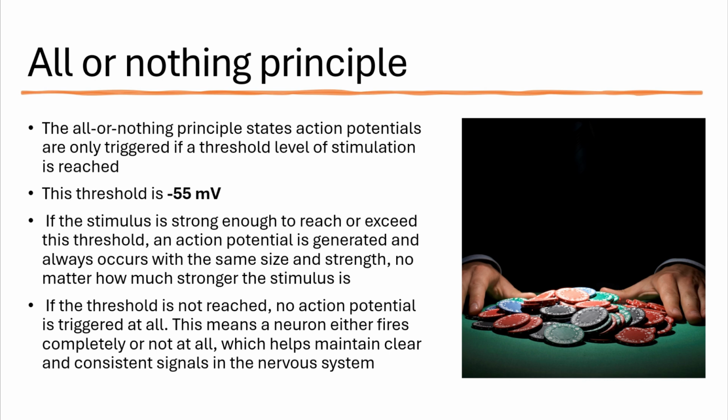If the stimulus is strong enough to reach or exceed this threshold, an action potential is generated and always occurs with the same size and strength. So it always goes from negative 55 up to positive 40. It always stops there to make sure everything's consistent, and that you feel the same amount, no matter how much stronger the stimulus is. If the threshold is not reached, no action potential is triggered at all.